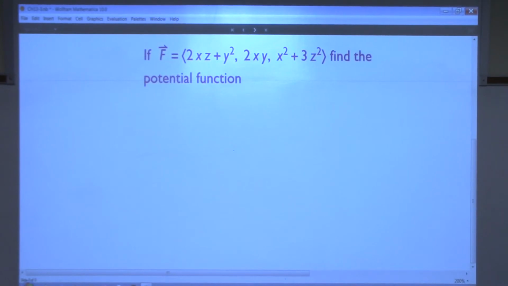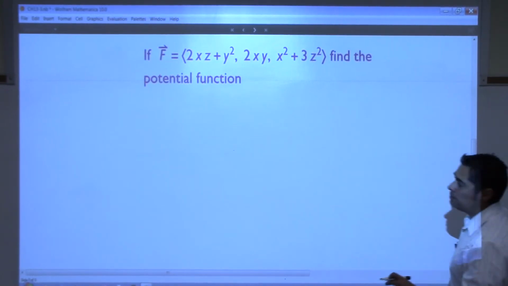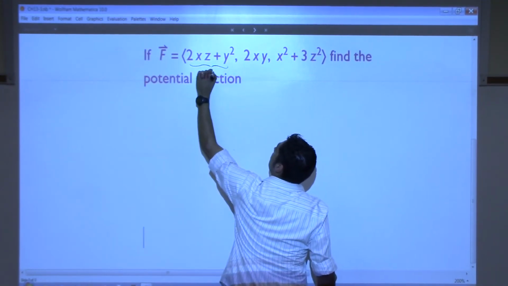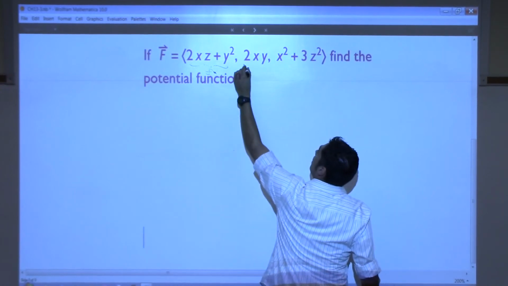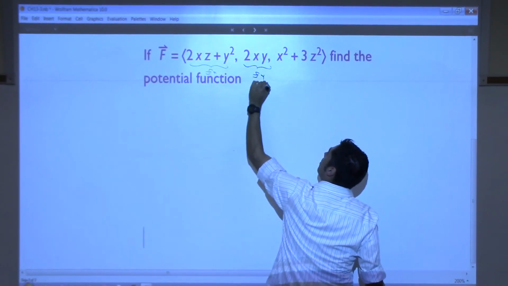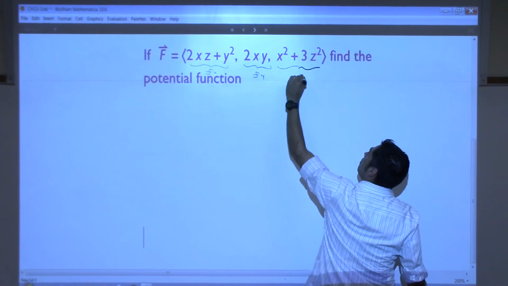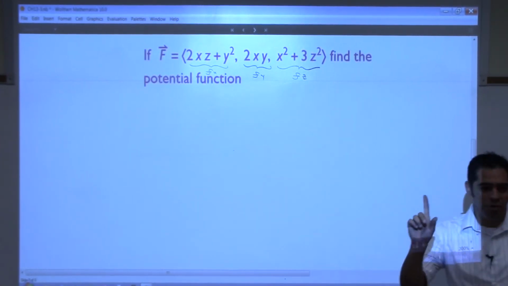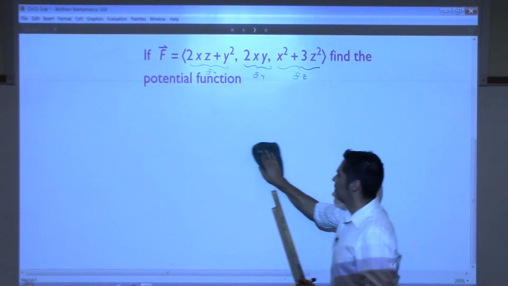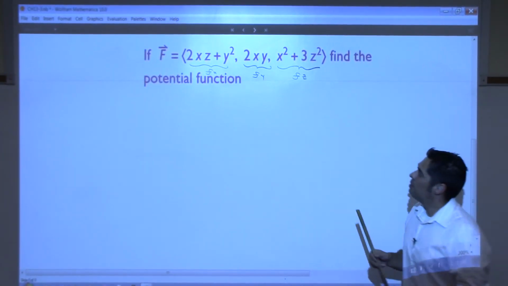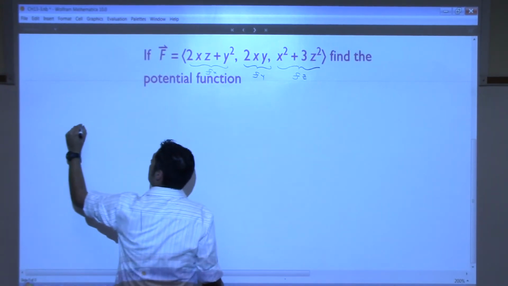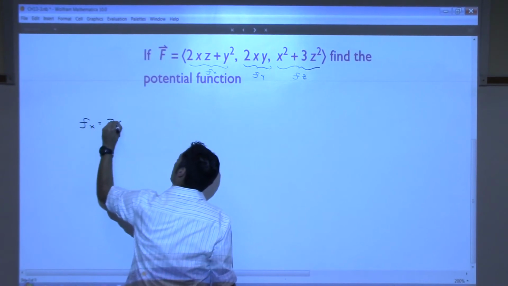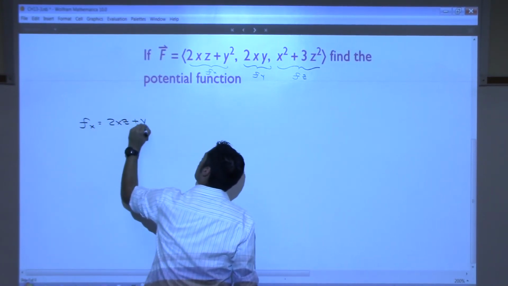Right? Okay. It's three-dimensional. All right, so what we know is that this piece is the partial of little f with respect to x. This piece is the partial of little f with respect to y. And this piece is the partial of little f with respect to z. Assuming that it is conservative. So I'll take that first piece of information I have, which is that the partial of little f with respect to x must equal 2xz plus y squared.